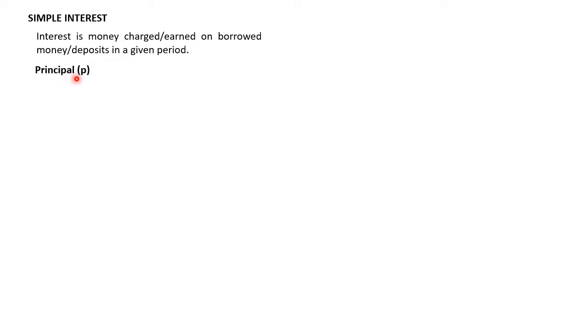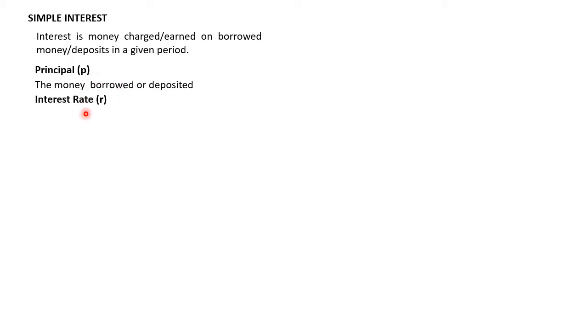Now, simple interest. Interest, or simple interest, normally is the money charged or earned on borrowed money or deposits in a given period. The amount you've deposited, we normally call it principal. That is, if you deposit some amount in the bank, you'll earn some amount. That's the interest. Or if you borrowed some amount of money from a bank, you'll be charged some amount in the given period of time within which you'll pay. And that's what we call simple interest, but the amount that you borrowed or deposited is the principal.